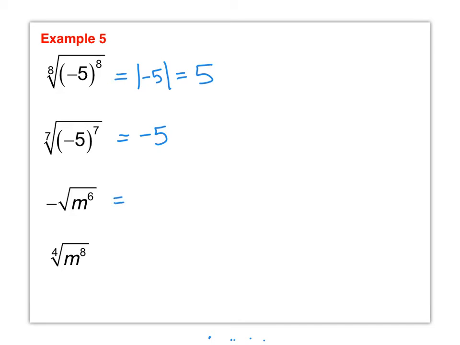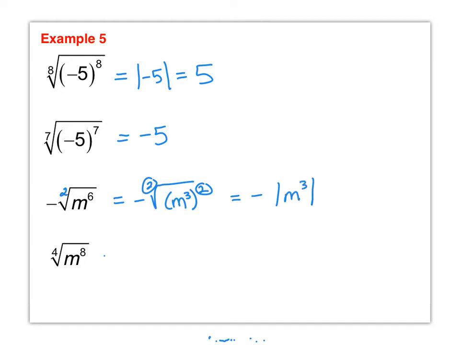For the opposite of the square root of m to the 6th, our answer is going to be the opposite sign out in front of the square root of m to the 6th simplified. This is an even root, and this is m to the 6th power. We can write this as the negative square root of m to the 3rd power to the 2nd power. And since this index 2 agrees with this power of 2, this can be simplified to negative absolute value of m to the 3rd.